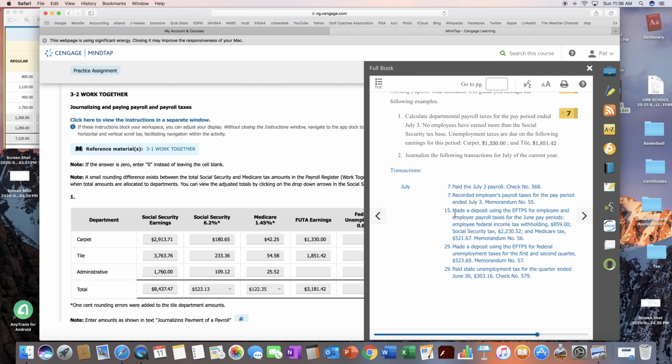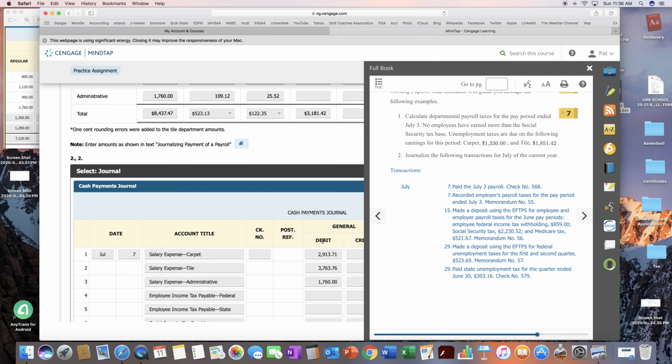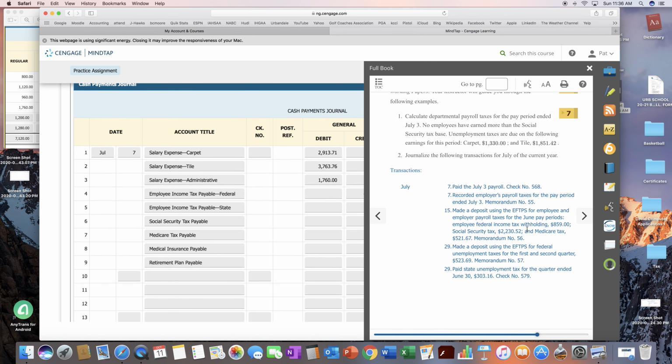All right. So on the 15th now, made a deposit using the electronic funds transfer system for paying our taxes. We're paying our employer payroll taxes for June periods. So we don't have the June, right? We only have up through our July period. So they're giving us these numbers. They're giving us employee federal income tax 859, Social Security, Medicare, and this is memorandum 56. And you're like, well, wait a minute. I thought you said we're in the cash payments journal. We are, but this is electronically funded transfer.